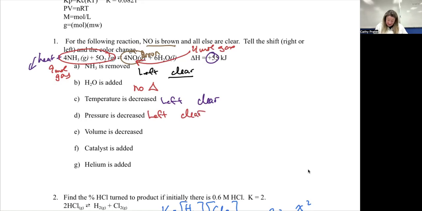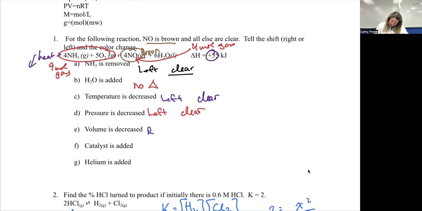Volume is decreased. For volume decreasing, I'm making the container smaller, so I want to have fewer moles of gas. So this is going to shift right, which we will see as a brown color change. If a catalyst is added, it'll reach equilibrium more quickly, but we'll have no change in the equilibrium position. Adding a noble gas won't bind to anything, won't take anything away. It's also going to give us no change.